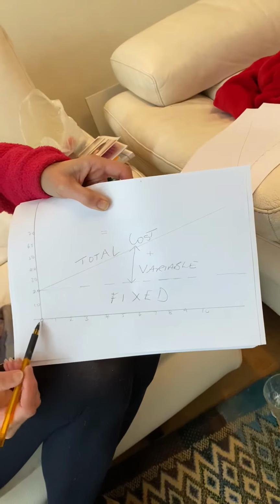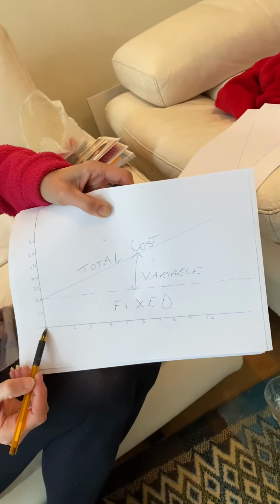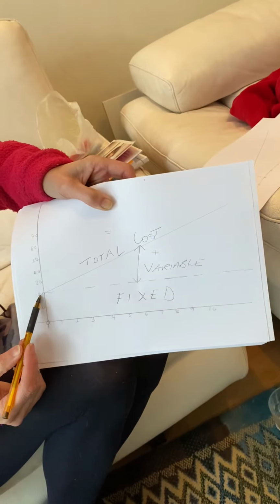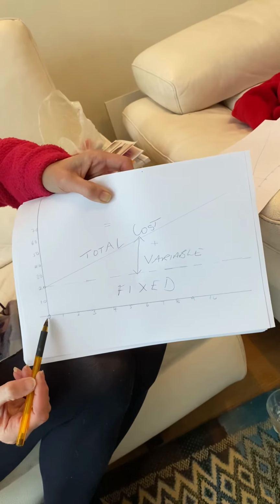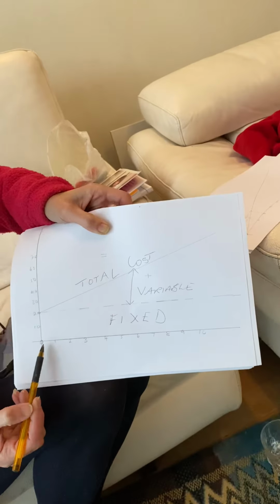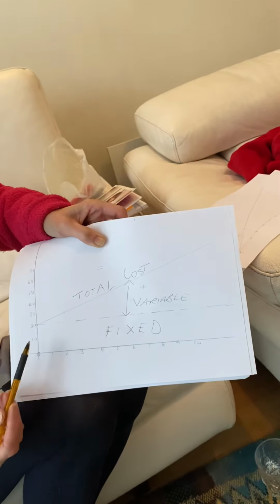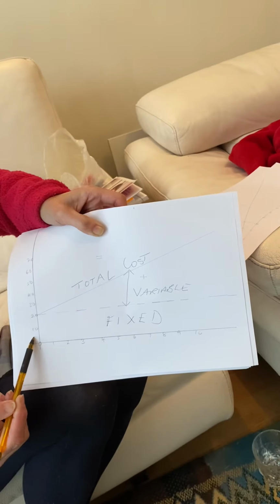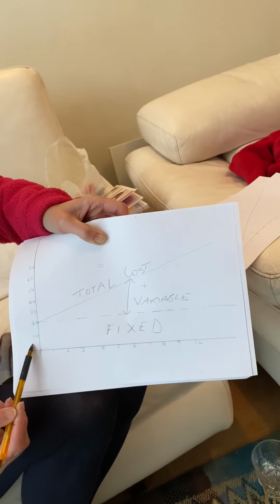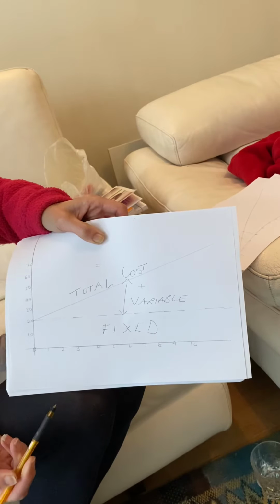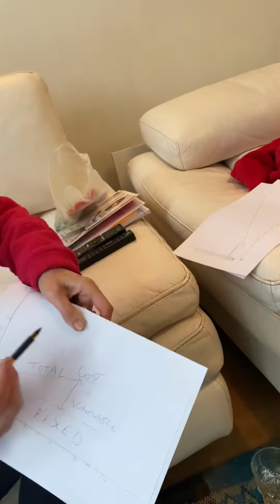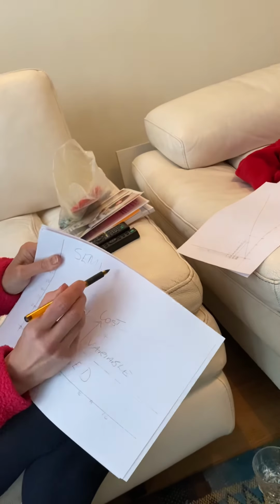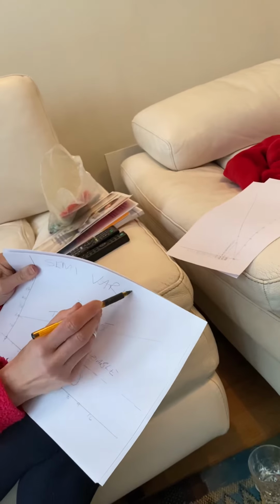This graph will never start at 0. It will always start further up this axis, because whether you drive any miles or make any telephone calls at all, you will still have to pay the fixed element of the line rental or the car rental. So a semi-variable cost is made up of fixed and variable.